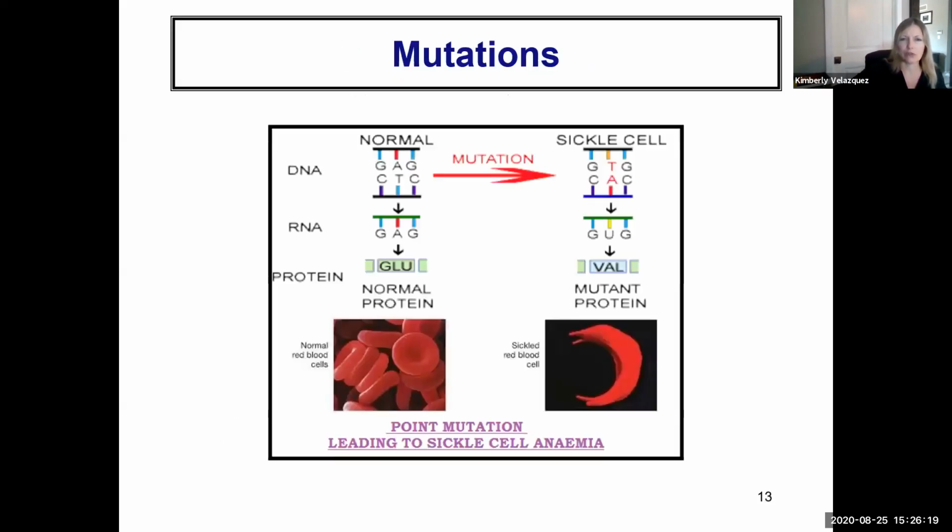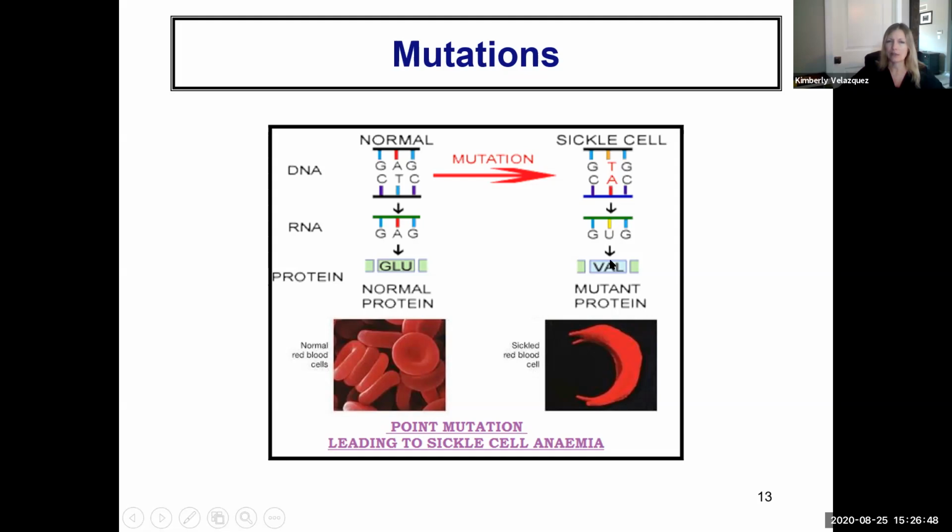I actually have a picture of this. It's a gene mutation that causes your red blood cells to have this abnormal shape. So this is a normal red blood cell. This is what's called a sickled red blood cell. And that is the result of a single base change on the DNA. So you can see at this spot on the gene for hemoglobin, this is the normal sequence, and you can see here that this is the change.